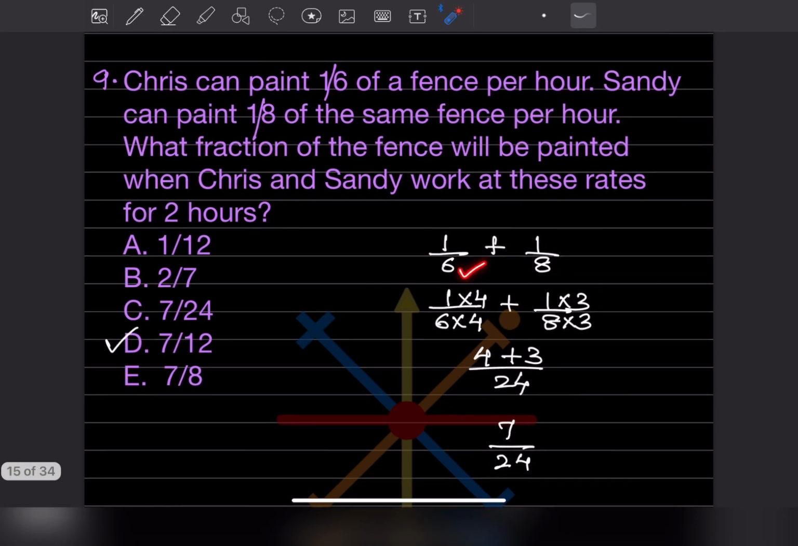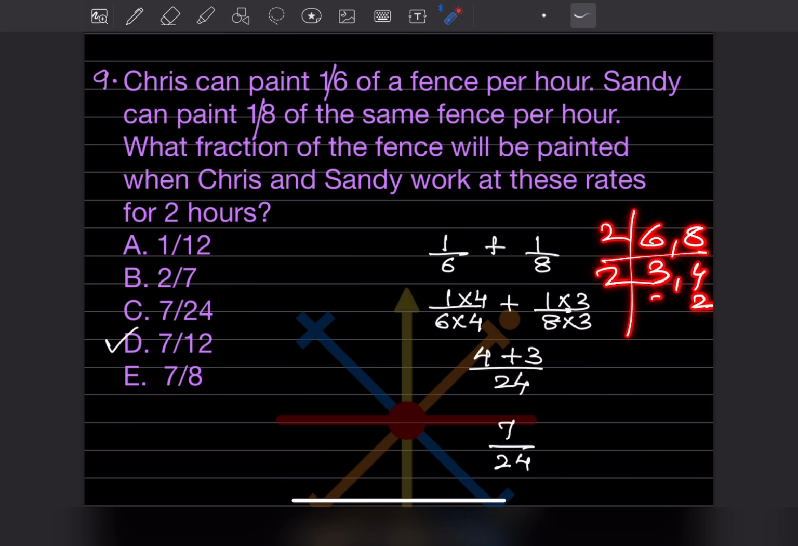Now what you can see, the denominators are different. So you are going to find out the LCM of 6 and 8. The LCM is going to be: 2 3s are 6, 2 4s are 8, 2 2s are 4, and this will be 3. 2 1s are 2, 3 1s are 3. So this is going to be 3 2s are 6, 6 2s are 12, and 12 2s are 24. So 24 is the LCM of it.